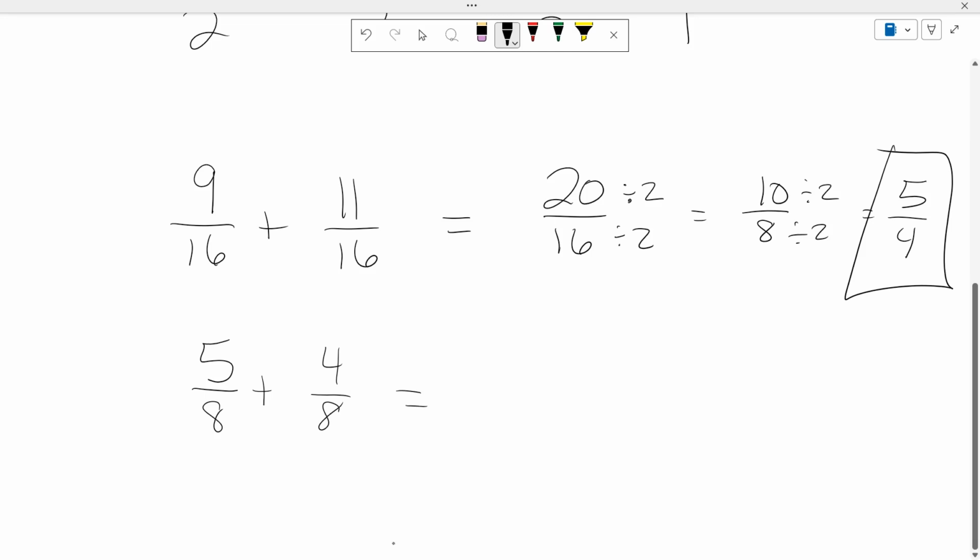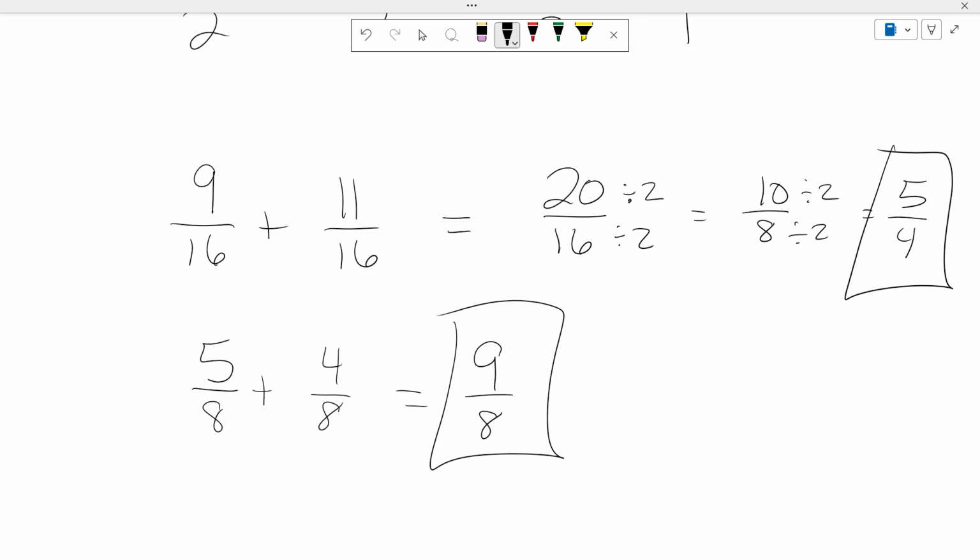Five eighths plus 4/8 is 9/8. Now, I do not want you to change this back into a mixed number. We're going to leave it as an improper fraction. We're going to leave it 9/8 and call it good.